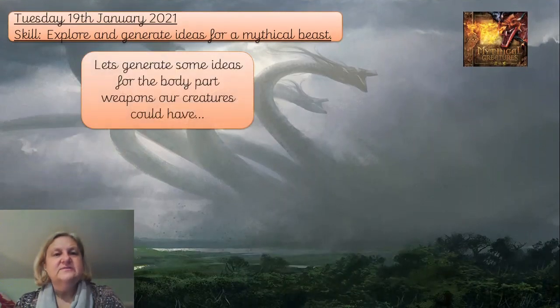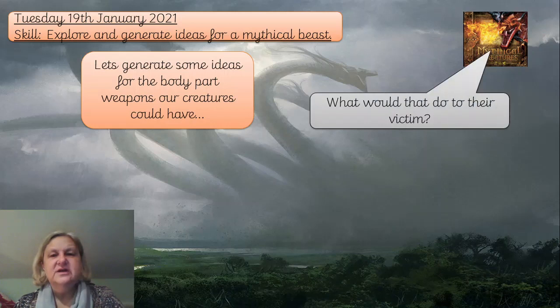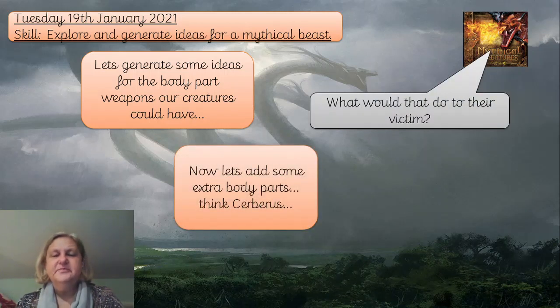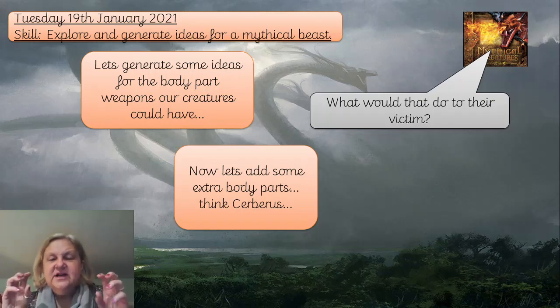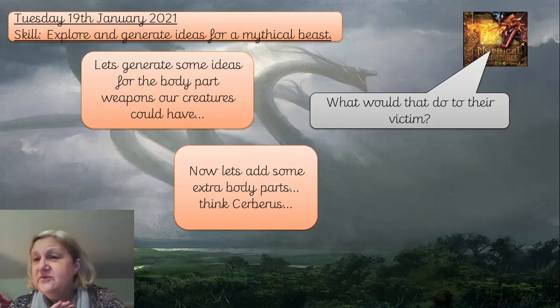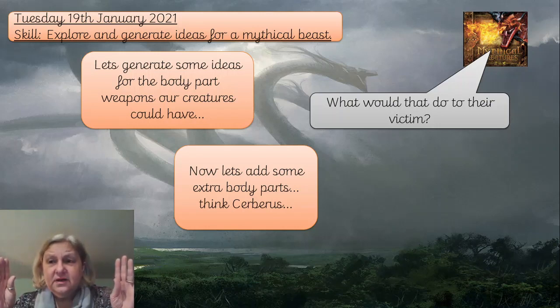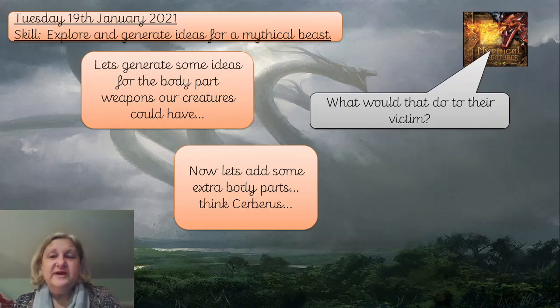So we're going to generate some ideas for the body part weapons our creature could have. What could they do to their victim? So think about those claws, talons, teeth. What else is there? I can't even think. It's gone straight out of my head. Okay. Horns. 3 rows of teeth. Yep. And what would they do? They might shred them, rip them up. You can be quite gruesome there, couldn't you? Like Ammit, you could eat your hearts.